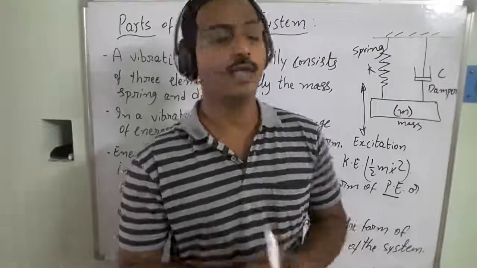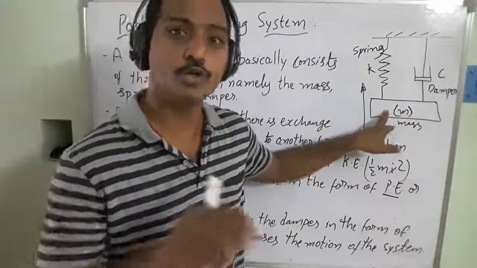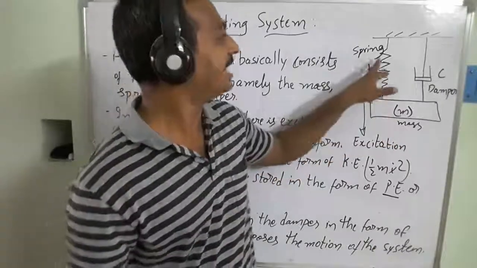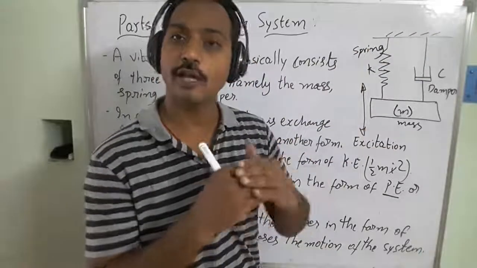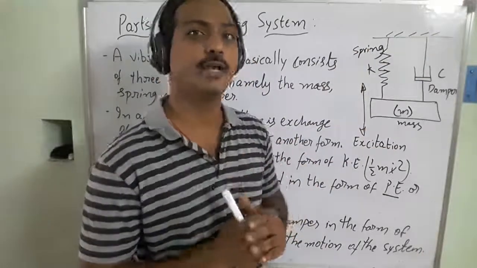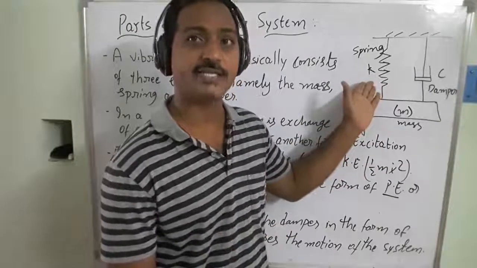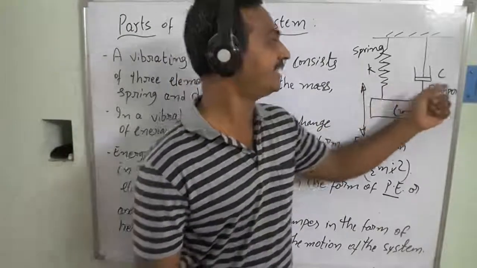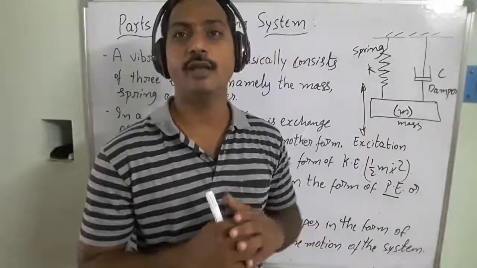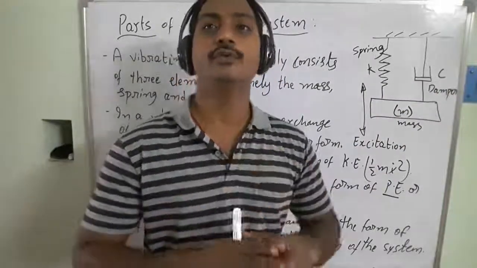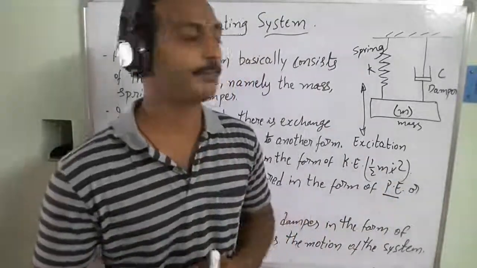So in this way, the mass possesses kinetic energy due to its motion, and the spring, due to the elongation in the downward direction, means there is elastic deformation. Then we can say it possesses potential energy or elastic energy or strain energy. And in the damper, heat energy is generated to remove the excessive energy within that system.